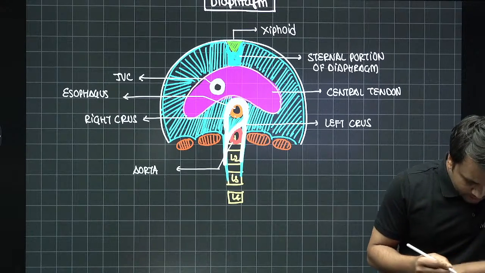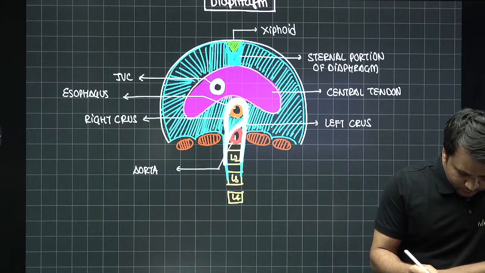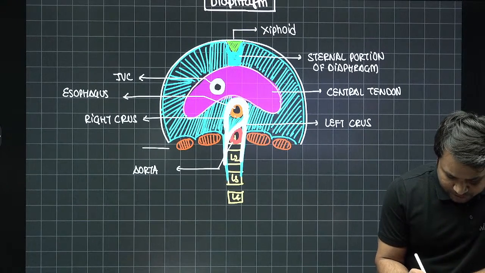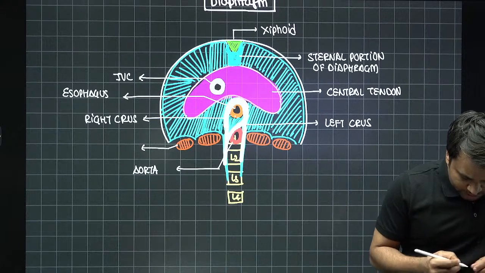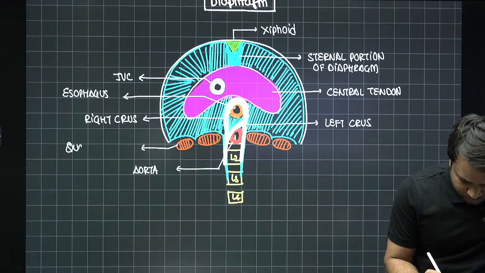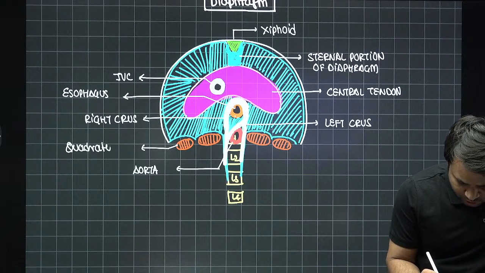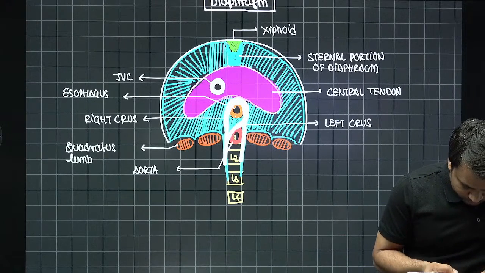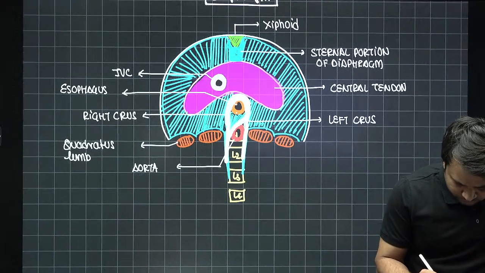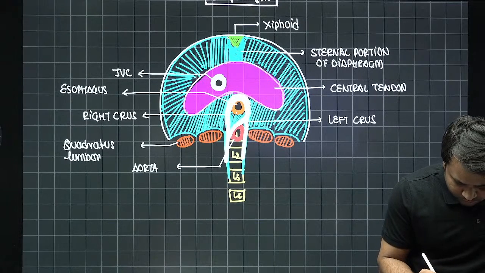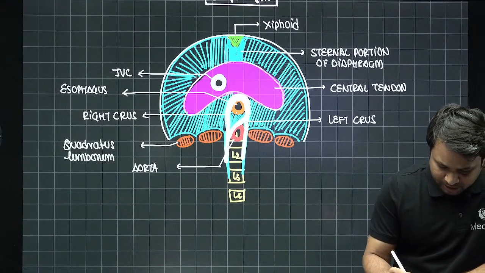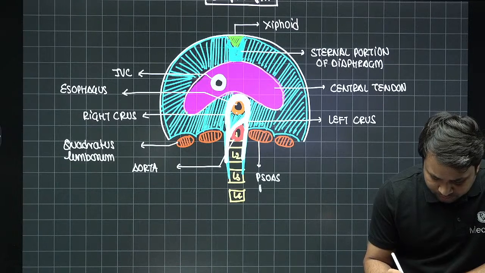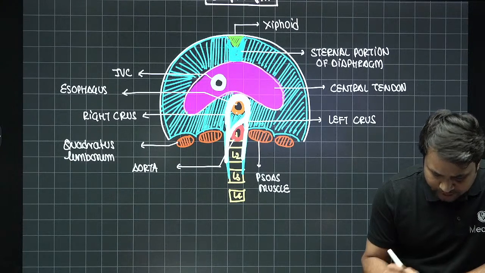The two muscles that we are talking about, one is going to be psoas, another one is going to be quadratus lumborum. The one present on the lateral side is your quadratus lumborum. And the one present medially is going to be your psoas muscle.